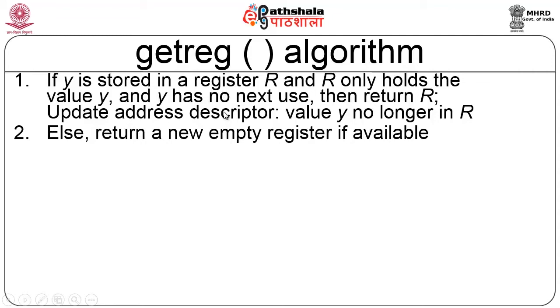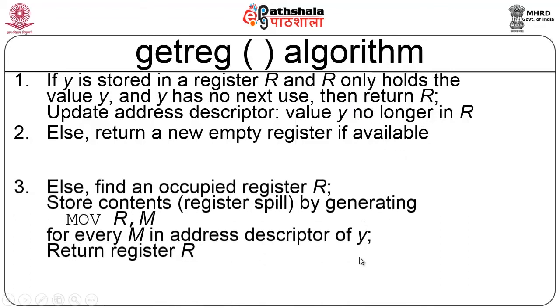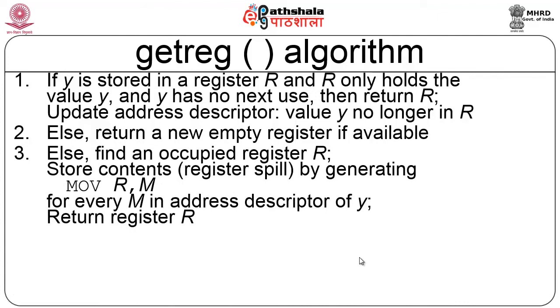If it is not in a register, this is a very simple example. If it is already in that, then you have to check whether this R has some other variables also assigned to it. If so, you have to copy the register content back to the variable using a move command, and then you can use R for Y. Now if Y is not in a register, this is a very simple case, then you have to find a new empty register and give it to the get register function. Now this can be done only if a register is available. If the register is not available, then what do we do?